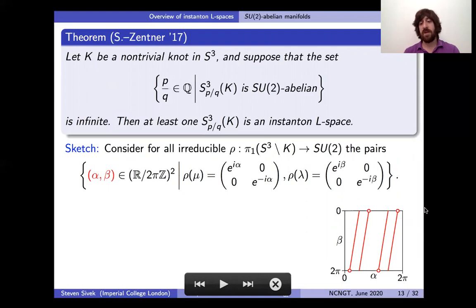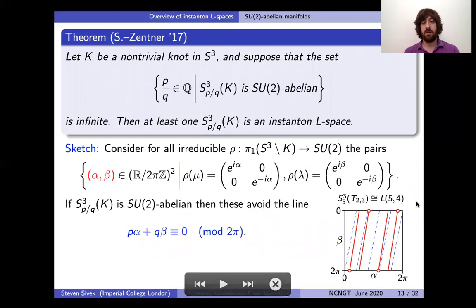This is for the right-handed trefoil. You get 2 lines, open line segments really, of slope 6, which I've drawn in red. And now what does it mean to have an SU2 abelian surgery, say of slope 5 in this case? Well, I've drawn a line of slope 5. It's this blue dashed line in the picture, and the point is that they don't intersect.